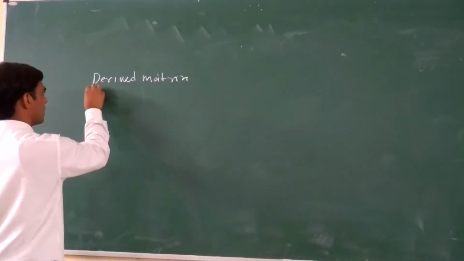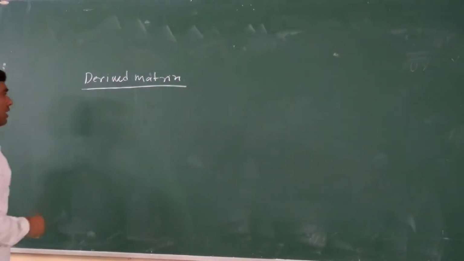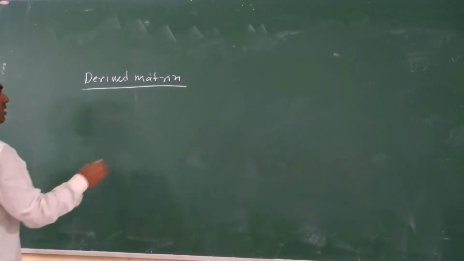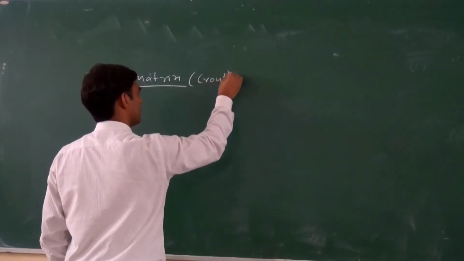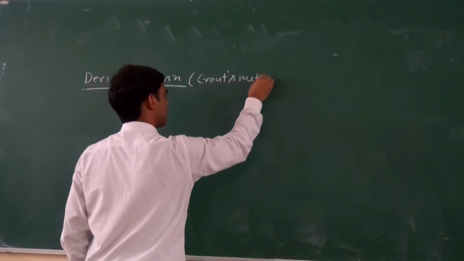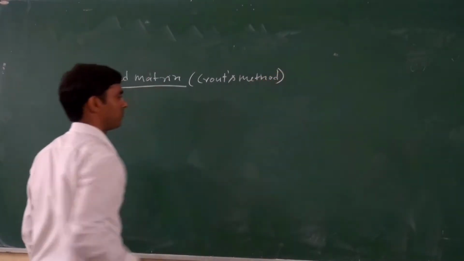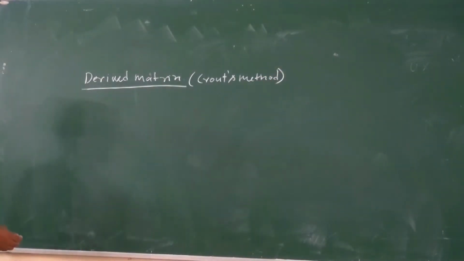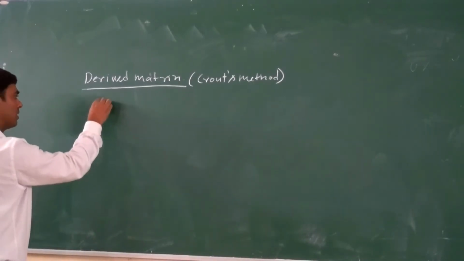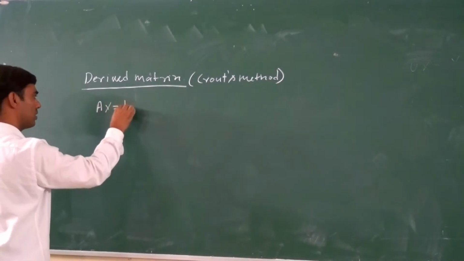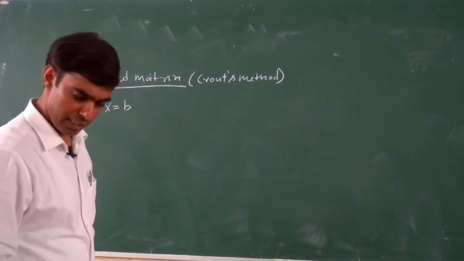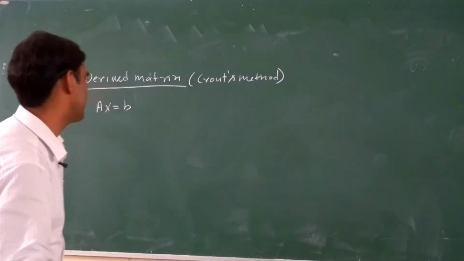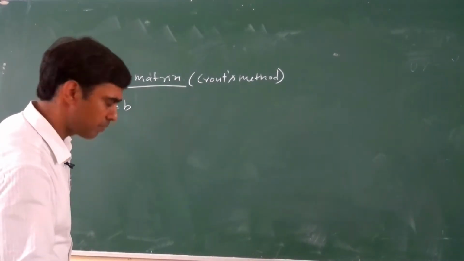So to write down the derived matrix in Crout's method, first we write the general form, meaning the matrix form of a system of linear equations: Ax equals b. Then we write the augmented matrix.